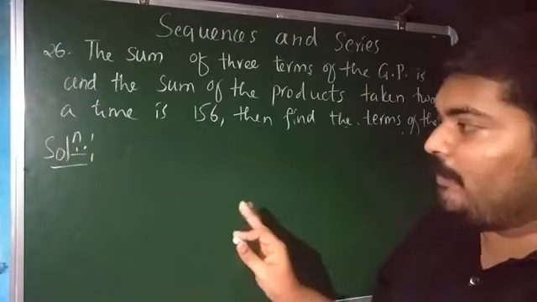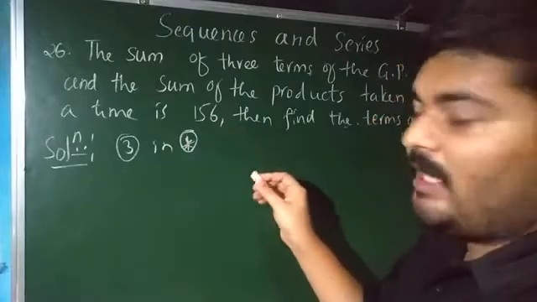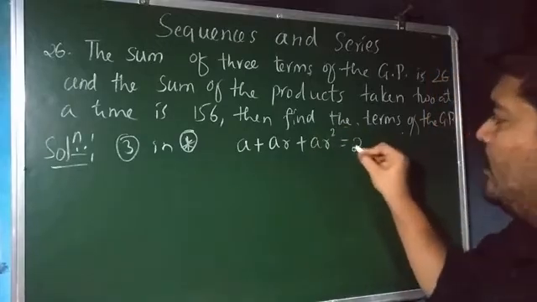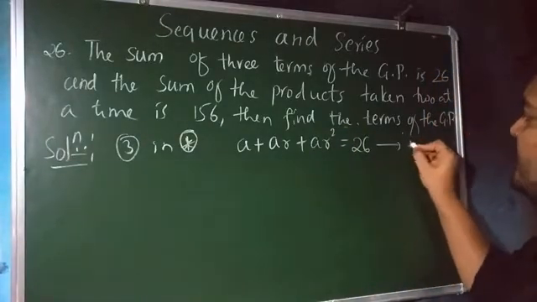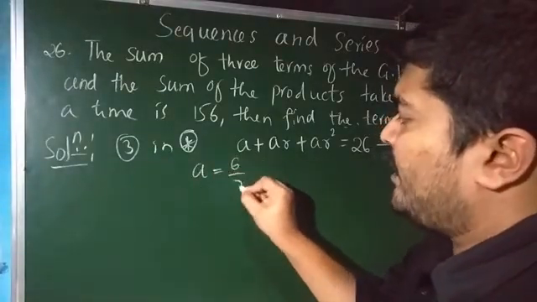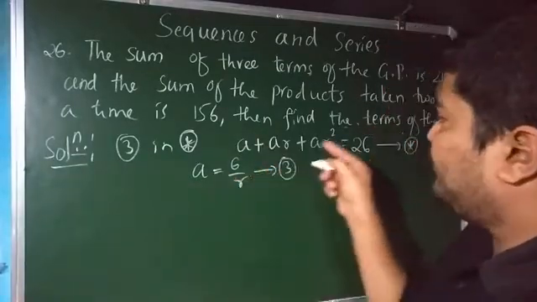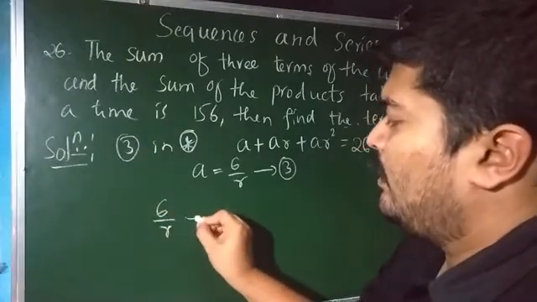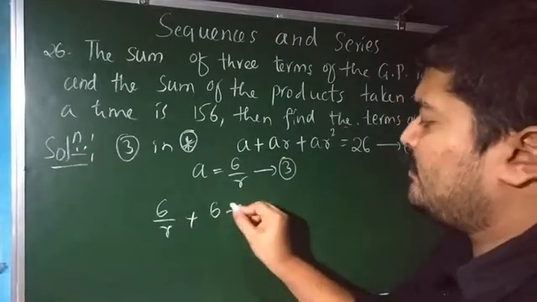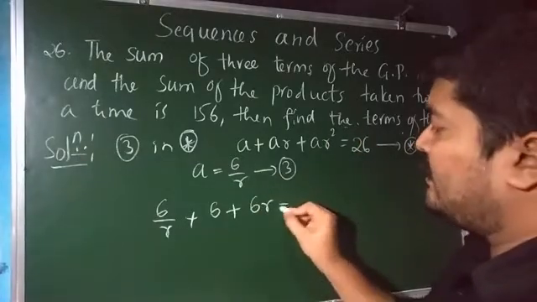What I have told, I am going to substitute equation number 3 in equation star. Equation star is given by A plus AR plus AR square, that is equal to 26, isn't it? This one is equation star, and we have got equation number 3 as A is equal to 6 by R. From these two equations, you will get 6 by R plus 6 by R into R will get cancelled, you will get just 6 plus 6 by R into R square, that is 6R only, that is equal to 26.